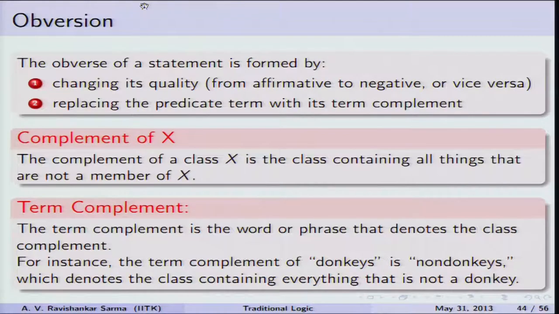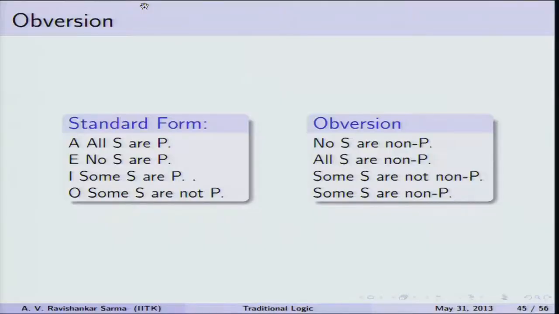First you change the quality, so all S are P changes to no S are P, and then it changes to no S are non-P. So this is what happens. All S are P changes first to no S are P, and in the second step it changes to no S are non-P. In the same way, for the E proposition, no S are P, in the first step it changes to all S are P. In the second step it changes to all S are non-P, because the predicate is replaced by its complement. So non-P replaces P.